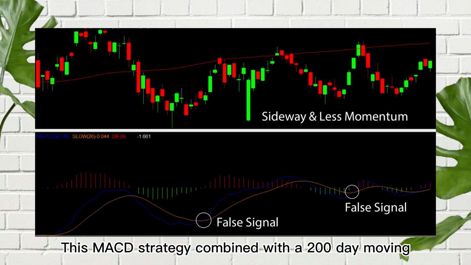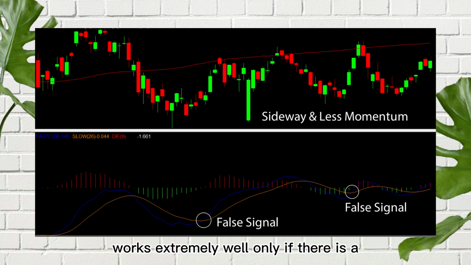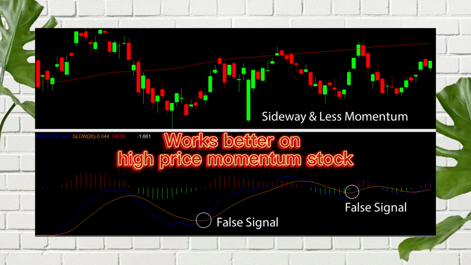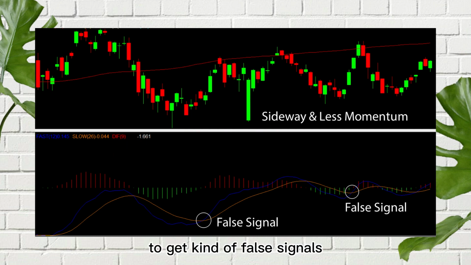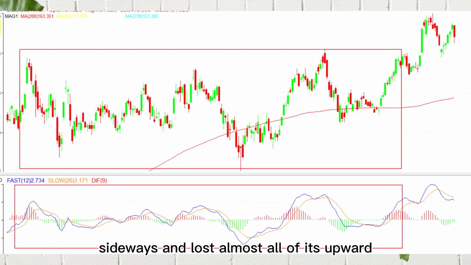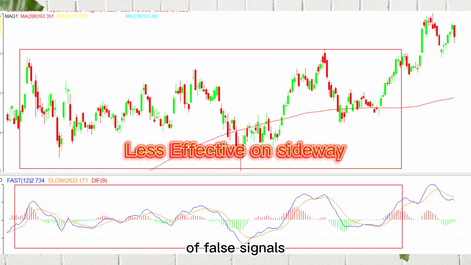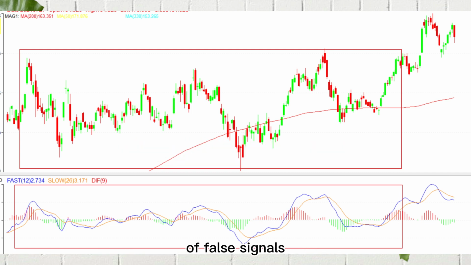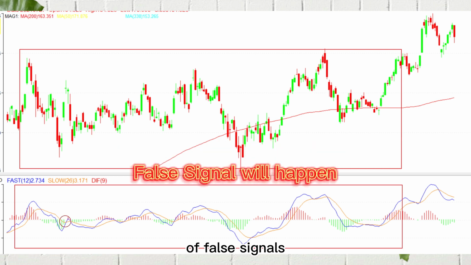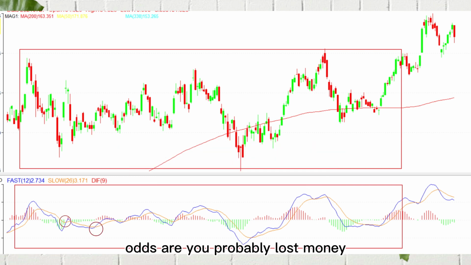This MACD strategy combined with a 200-day moving average works extremely well only if there is a lot of price momentum. Where the strategy starts to get false signals is when the chart starts going sideways and losing momentum. So as you can see here, the chart is moving sideways and lost almost all of its upward momentum, and the MACD is giving lots of false signals. If you traded here, you probably lost money.